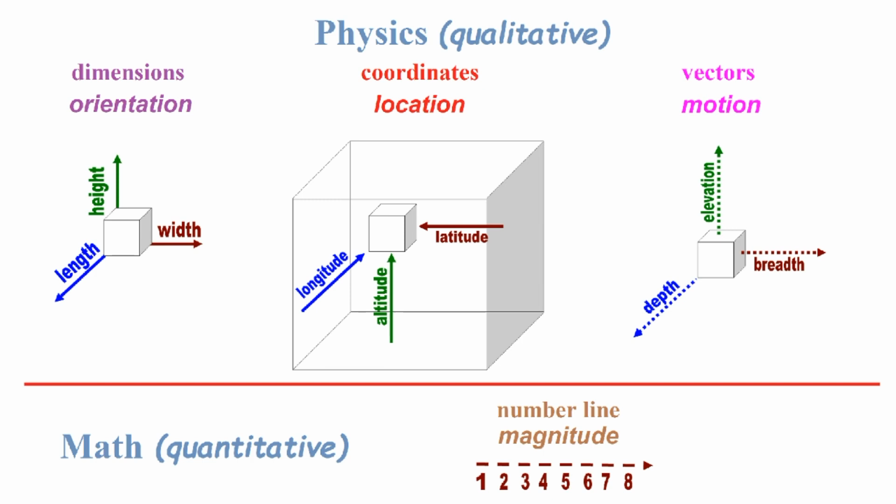What does math use? Does math have any use for these qualitative notions? Absolutely not. What math uses is number lines, and all they have is magnitude and direction. The problem with direction is that direction is a qualitative concept. Math has no use for qualitative concepts. And so really all they have is this thing they call number line.